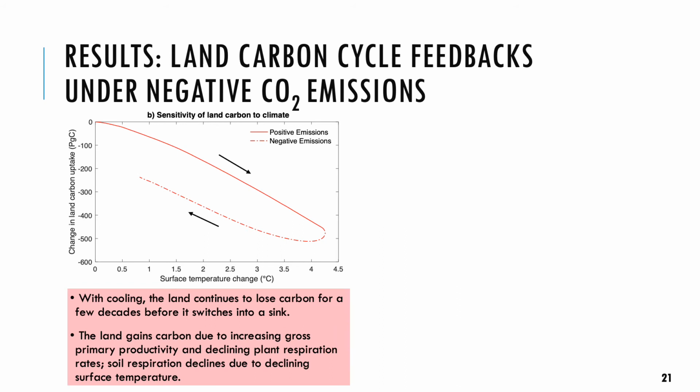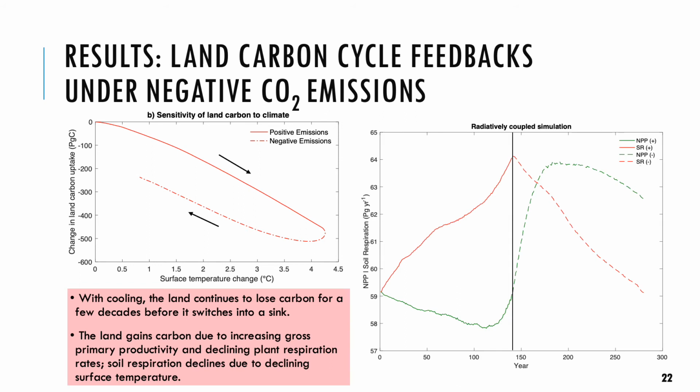Now the figure B you see here is the same figure B shown earlier, but this time the dot dash line has been added to represent the negative emissions phase. And we see that with cooling, the land continues to lose carbon for a few decades before it switches into a sink. And again, the reasons for those changes can be found in the balance between NPP and soil respiration.